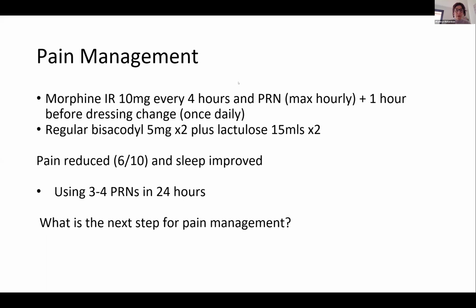Okay, so let's think about what is the next step for pain management. So we have now a man whose pain has improved with the 10 milligrams of morphine every 4 hours. So what's the next step? Just have a think about what you might do next.